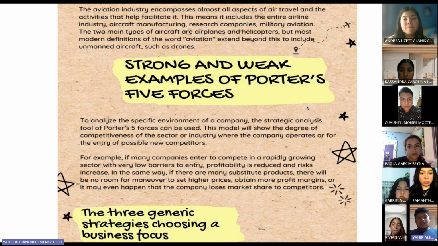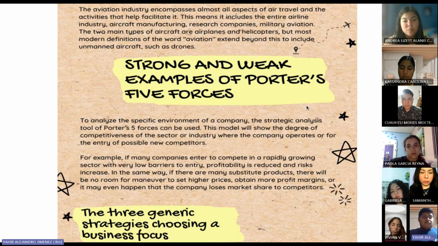Hello, my name is Jair Alejandro, and we talk about an example of Porter's five forces. To analyze the specific environment and company, the strategy analysis of Porter's five forces can be used. This model lets us know the degree of competitiveness of the sector or industry where the company operates, of course including the entry of possible new competitors.